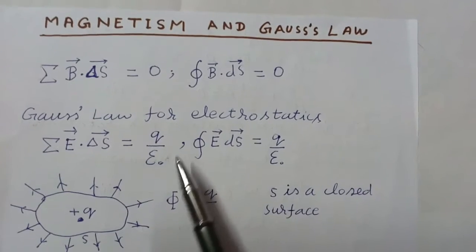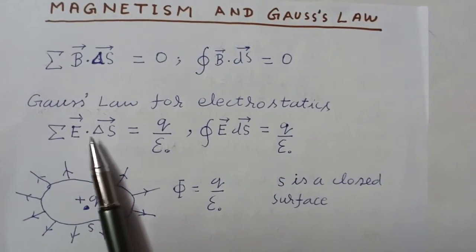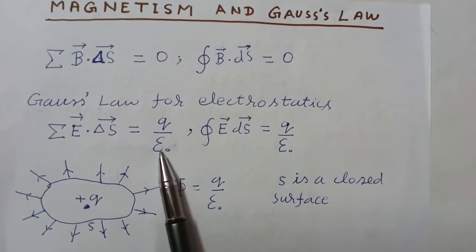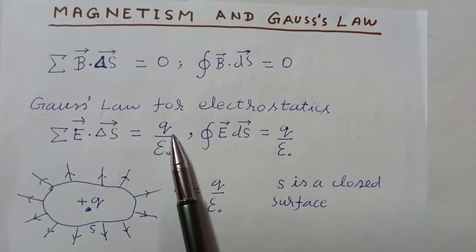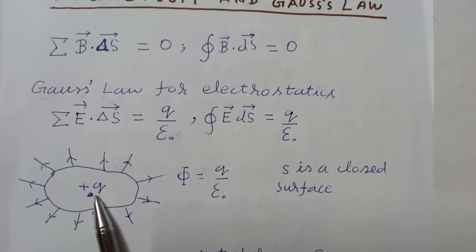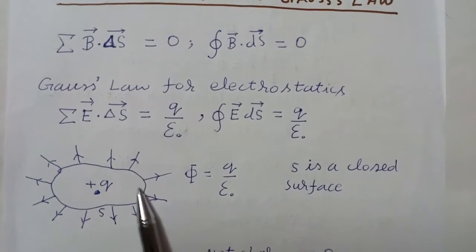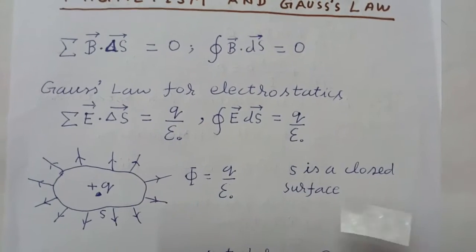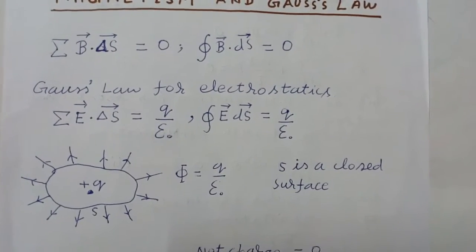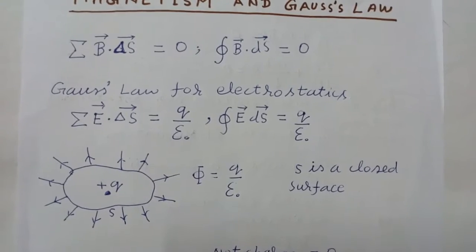Now Gauss law for electrostatics is, we know that summation E dot delta S is equal to Q upon epsilon naught, where Q is charge enclosed by the surface. See in this diagram, this plus Q charge is enclosed by a closed surface S. Suppose you put a plus Q charge inside a football. Football is a closed surface.